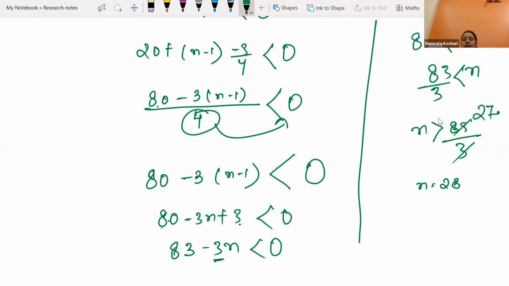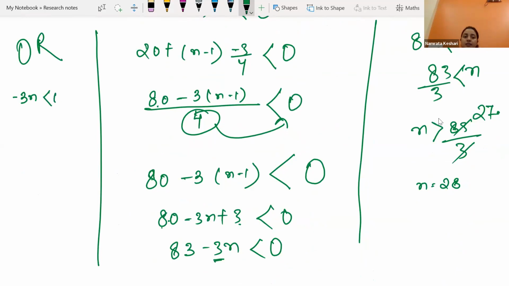See, I have done like this. Or I am writing the other possibility also. You can leave minus 3n over here, less than 0 minus 83. This way you can do. Minus 3n you can leave over here, and you will be having is smaller than minus 83. Now, n is minus 83 by minus 3.